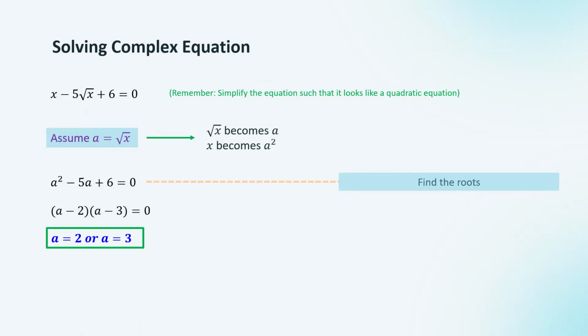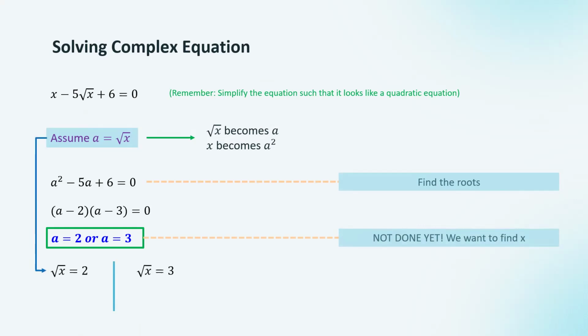But remember, we are not done yet. We need to find the x. How can we find the x? We can use our previous assumption because we know that a is equal to square root of x. So square root of x is equal to 2 or square root of x is equal to 3. Therefore, we can get an answer of 4 and 9. And remember, there is no plus minus sign when we are squaring. The plus minus sign only applies if we are taking the square root. So it's going to be a very different technique, okay?